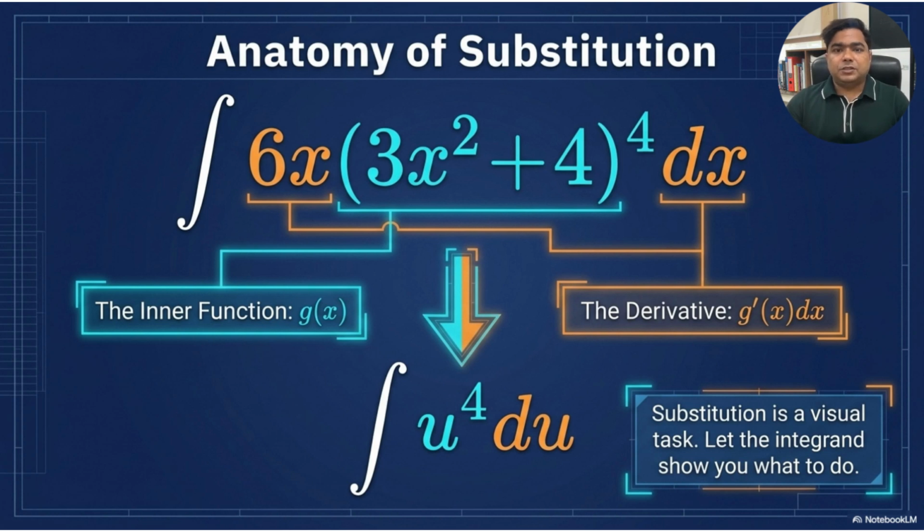The main message is substitution is a visual task. The integrand often tells us what to do. We look for an inner function and its derivative. If both appear together, we can substitute. So U-substitution is a method for simplifying integrands by replacing a complicated inner expression with a single variable.